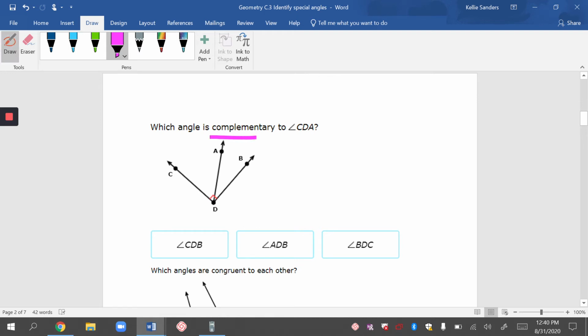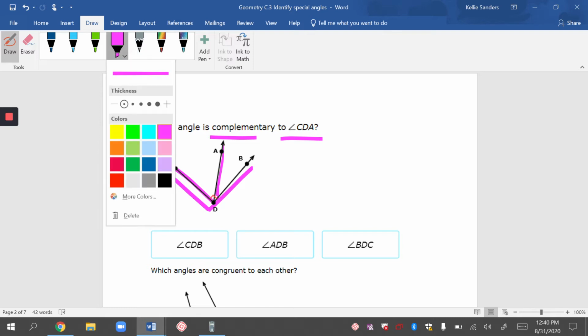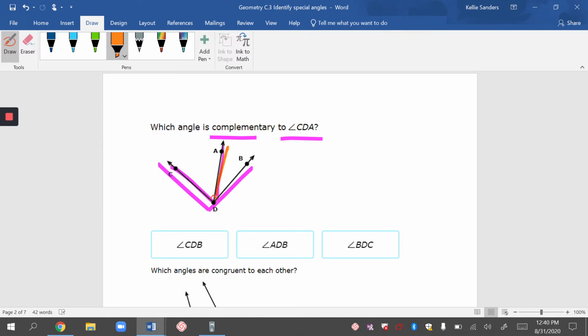Which angle is complementary to angle CDA? Here is CDA. This whole thing is 90 degrees. So its complement is the other angle, angle ADB.